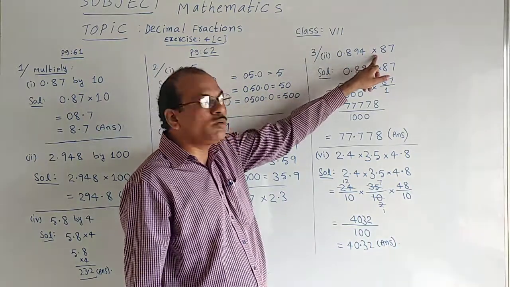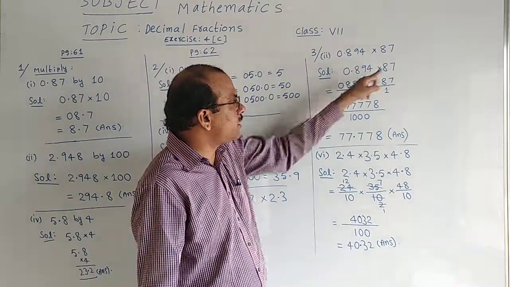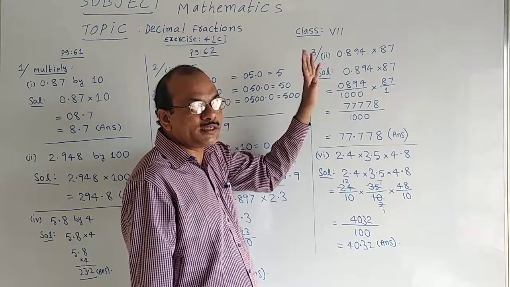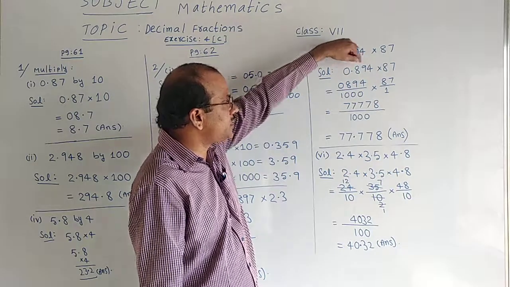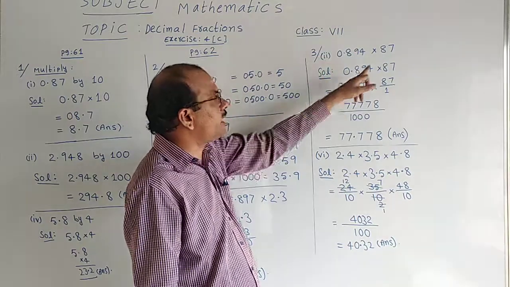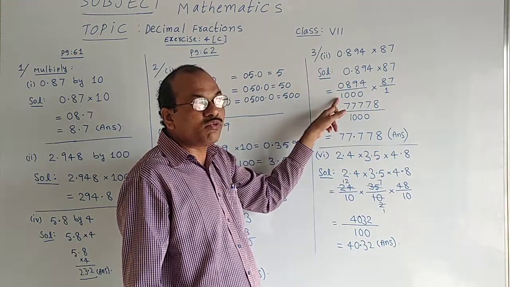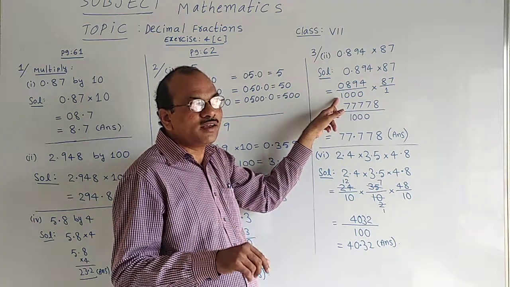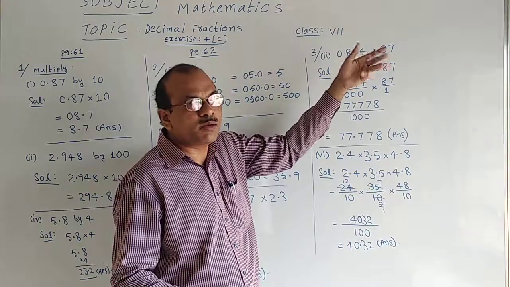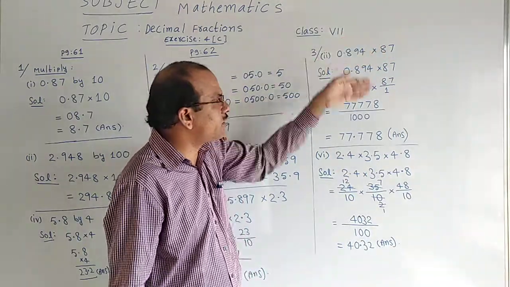0.894 is going to be multiplied with 87. The same numbers are written: 0.894 fully written without the point. That point, which is after 3 digits, I have removed. So in the denominator I have placed 3 zeros, a number starting with 1, called 1000. Am I correct? Into 87 having no decimal point. So 87, same 87, 87 by 1.